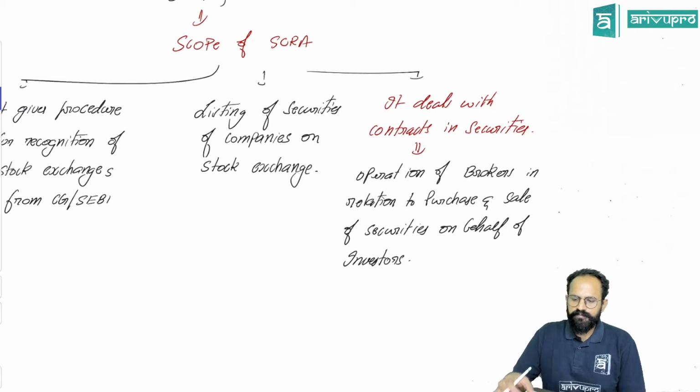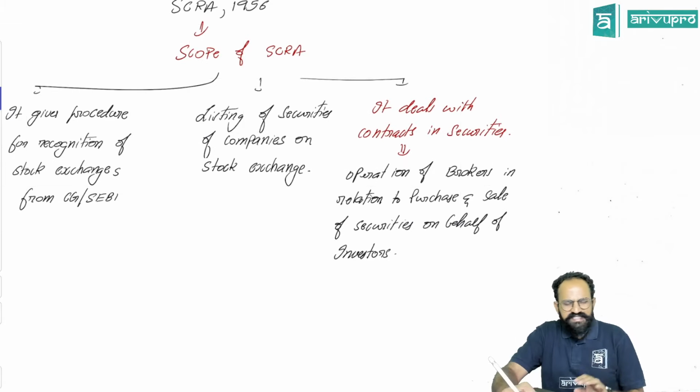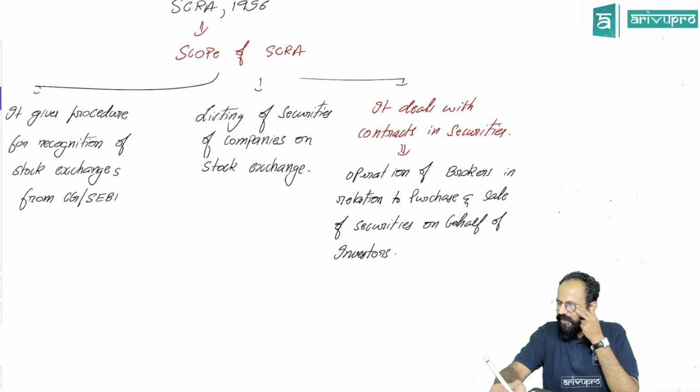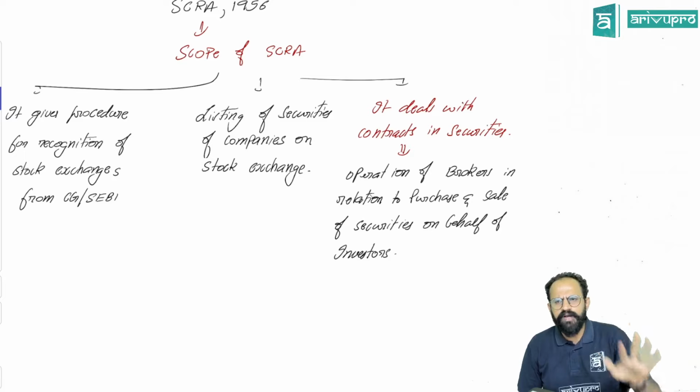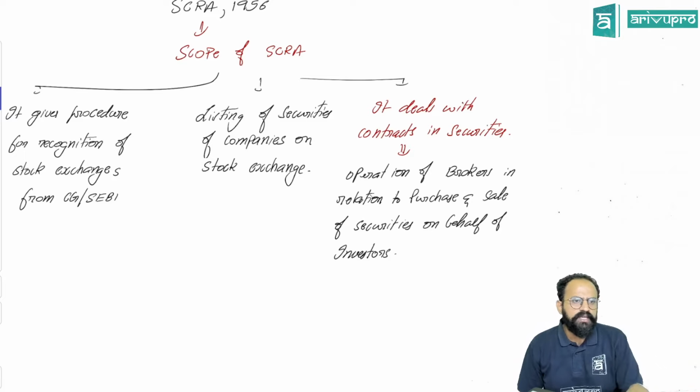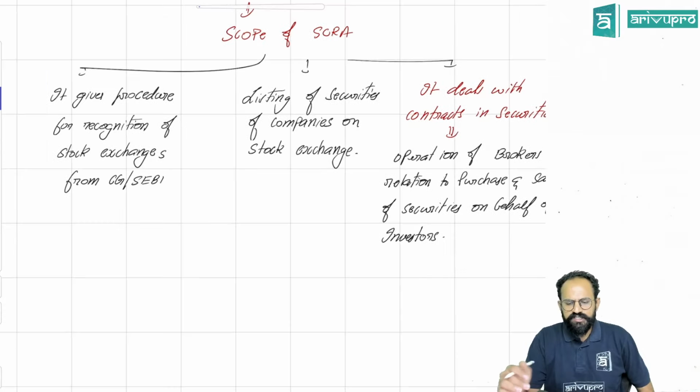Scope of SCRA. Here and there, an easy attempt. They can ask you a 2-marker or 3-marker question. Wherever there is scope or objective of the act, always remember, straight away they will ask you a 3-marker question. Comment on the scope of SCRA. Comment on the scope of SEBI. So, objective of SEBI, you can expect a 2-marker or 3-marker question. Now, these are called direct questions. Clear? Okay.